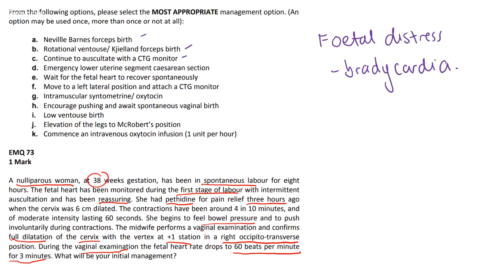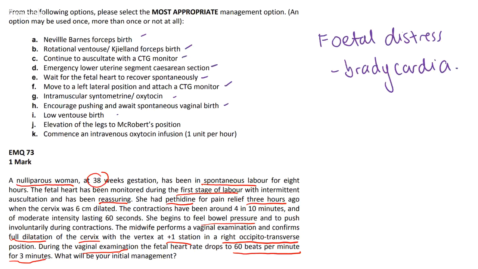Continue with CTG. You're hoping that the baby's going to recover. Emergency C-section. No. Wait for the fetal heart to recover spontaneously. Okay. Move to a left lateral position and attach a CTG. Is that unreasonable? Intramuscular syntometrine or oxytocin. What would we use that for? Yep, first line. Encourage pushing and await spontaneous vaginal birth. If we did that, what would we risk? Yeah, okay. Low ventouse birth.